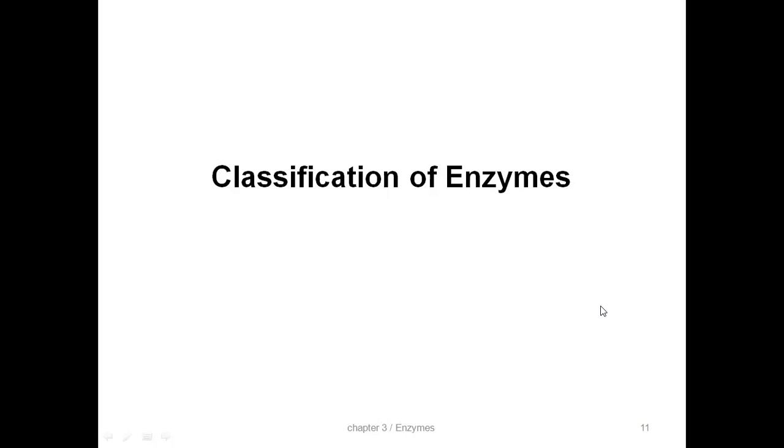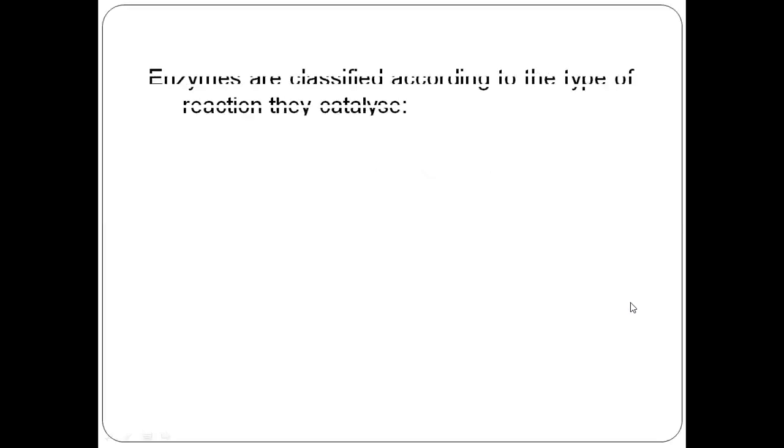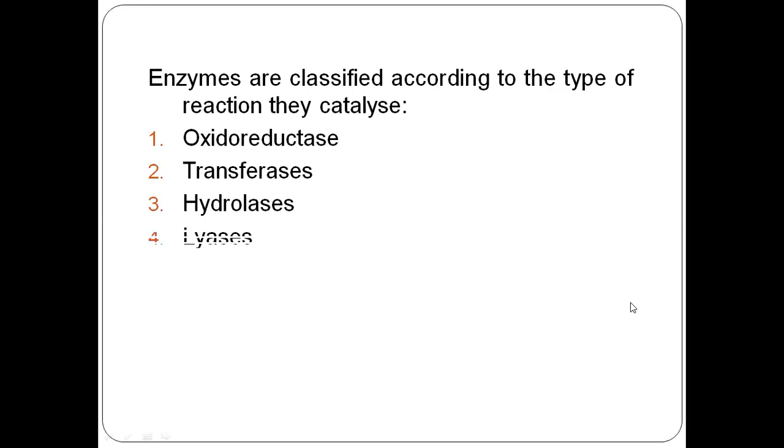A systematic nomenclature and classification of enzymes is based on the reaction types and the reaction mechanism, which is given by the International Union of Biochemistry in 1961. On the basis of this, all the enzymes have been classified into 6 groups. How many groups? Into 6 groups. These are the 6 groups.